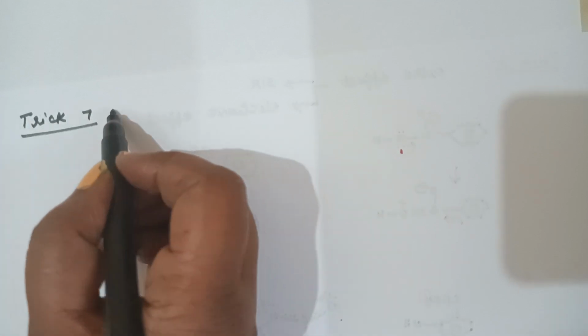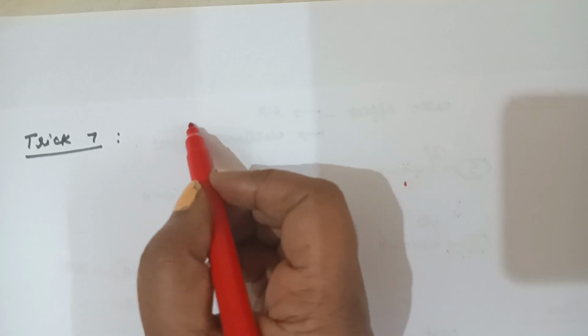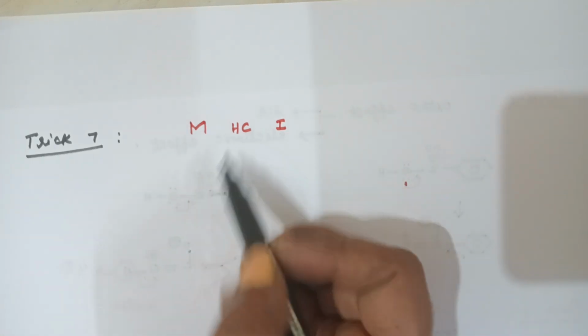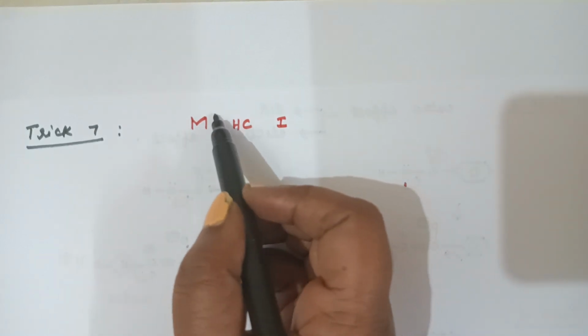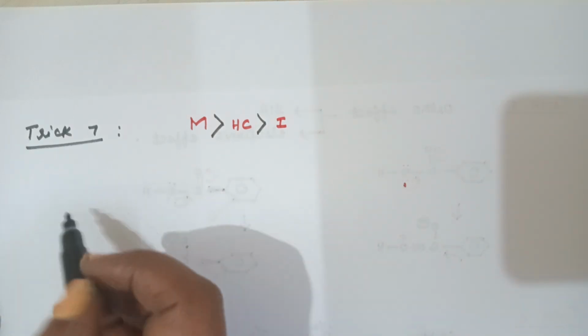Next is trick number 7. I told you that to find acidic character, we have to check 3 effects. One is the mesomeric effect, second is hyperconjugation, and third is the inductive effect. When all these 3 effects are present, to which do we have to give preference? We have to give preference to the mesomeric effect first, then hyperconjugation, and then the inductive effect. So we will take one example and understand this.